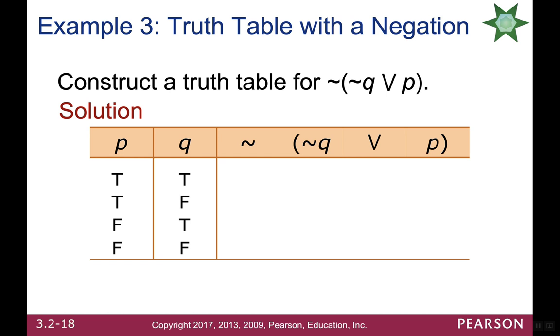Okay, so the negation of this statement, the negation of Mary does not have brown hair, is false. The negation of Q, Mary has white hair, is also false. So not Q or P will fill out as follows. Here's step 1, not Q: false, true, false, and true. Where is that coming from?